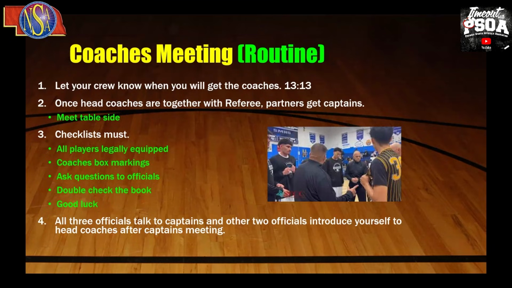Checklist, referee with head coaches. Ask the coaches, are all players legally equipped? That way, if you do have them change undergarments right before tip, you gave the coach the opportunity and they said yes, they were legally equipped. If you find somebody illegally equipped warming up, give the coach the information so they could correct it before the starting lineups. Communicate to the coaches what markings mark the coach's box, 28-foot line all the way to the baseline.